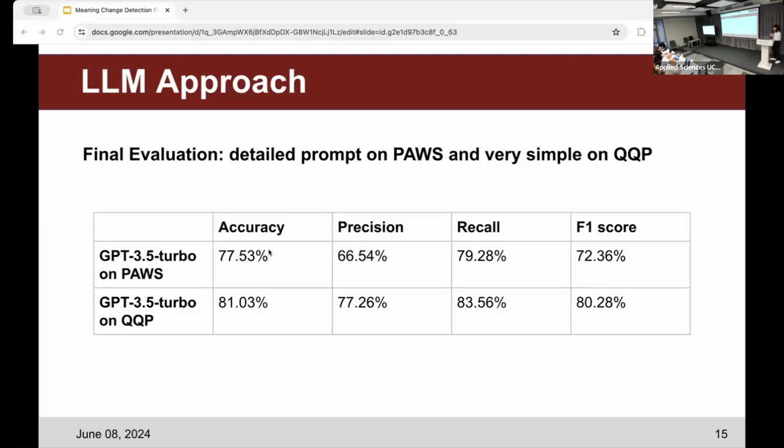So we performed the final evaluation on the most optimal prompt-model combination. It was the simplest prompt for Quora question pairs and the more refined one with more instructions for POS. For consistency, we used the same model version, GPT 3.5 Turbo, on both datasets. The results show that GPT still understands the simpler data structure better, because in general all the metrics are better for GPT 3.5 on Quora question pairs.